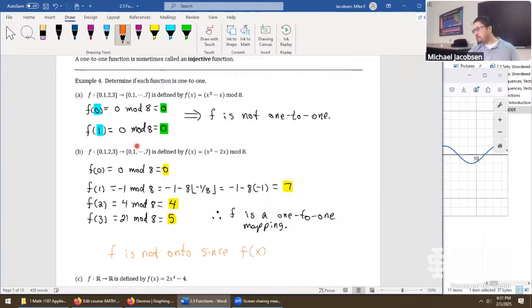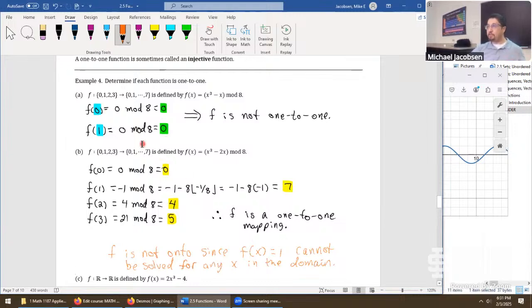f at x equals 1 cannot be solved for any x in the domain. And we tested it for real. We mapped every element of the domain. We never caught a 1, so this cannot be an onto mapping.